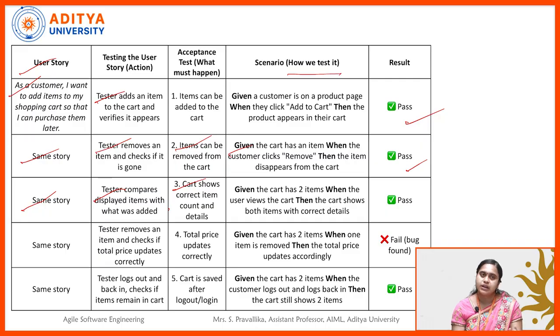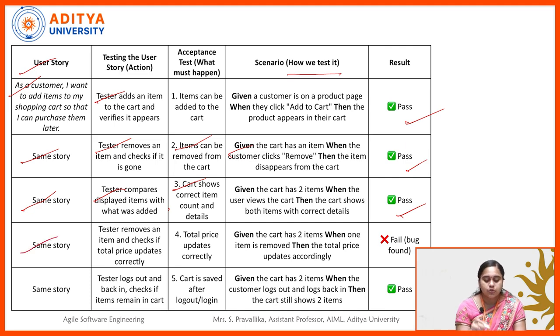So the customer has chosen 2 items and now in the cart, both the items have to get displayed with correct details. If that happens in a correct way, then we are getting the test case as passed. So these were the 3 scenarios regarding the cart. One is adding item, second one removing item, third one comparing the items. So whatever is available in the cart should be listed correctly and the details also should be displayed correctly.